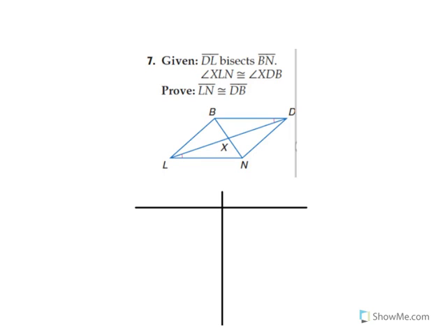Okay, we have a given. DL right here bisects. Bisect is a juicy word. Remember what bisect means. It means cut in half. BN. So it cuts this line here, BN, in half. Therefore, it makes 2 equal sides. Okay? Angle XLN right here is congruent to angle XDB.